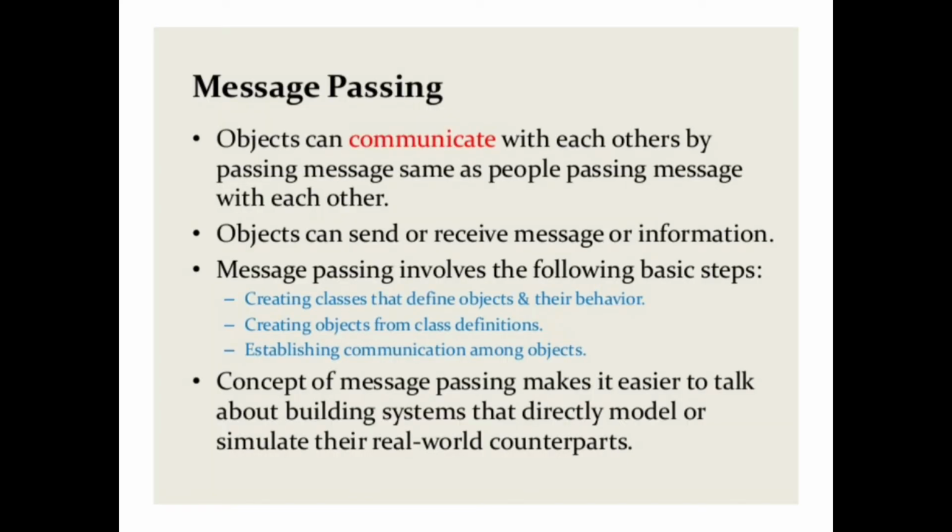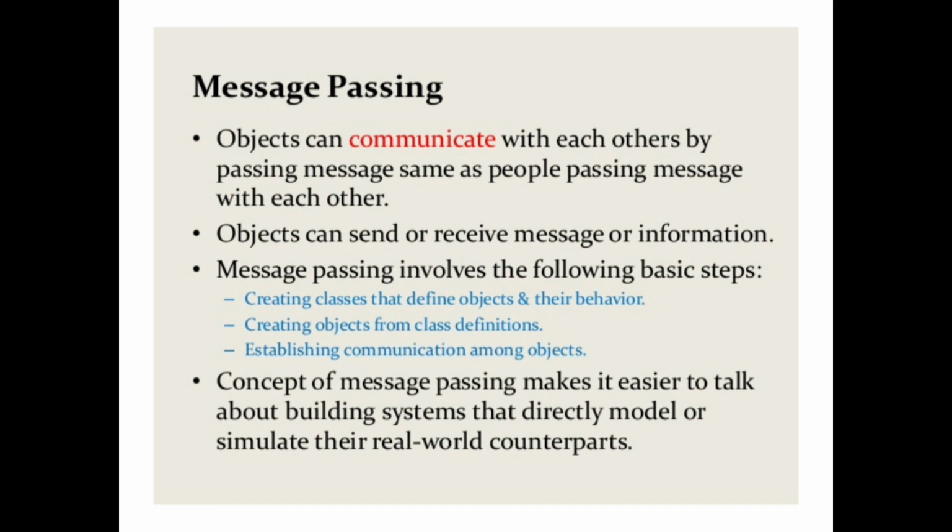Message passing. Objects can communicate with each other by passing messages, the same as people passing messages to each other. An object can read and receive messages or information. Message passing involves the following basic steps: creating the classes that define objects and their behavior, creating objects from class definitions, and establishing communication among the objects.